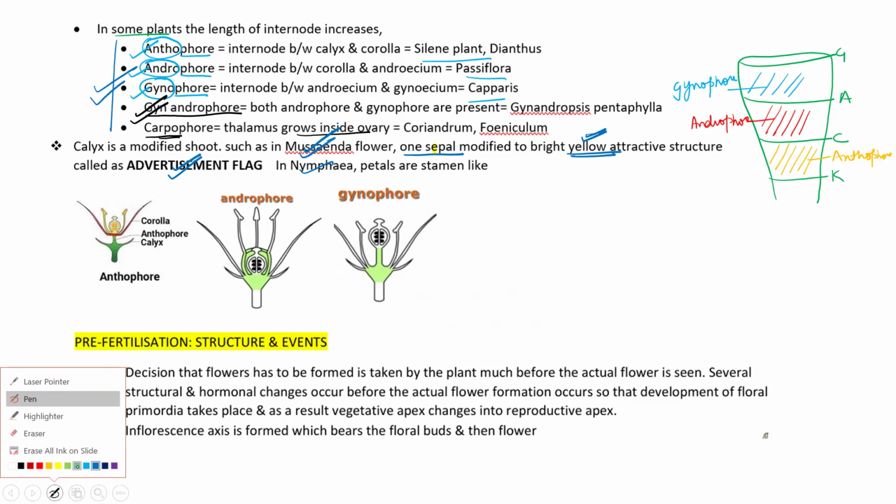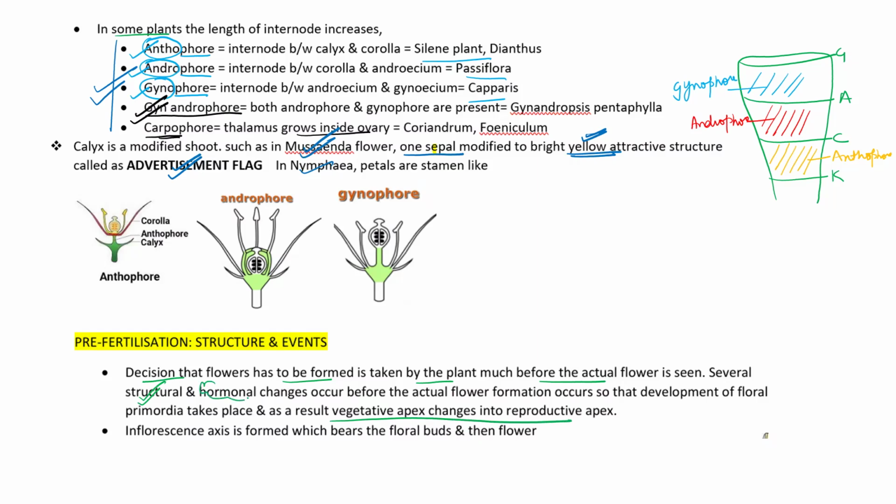Now see the next topic. Much before the flower which we see, the decision is taken by the plant already that the vegetative apex has to be changed into the reproductive apex. So the decision that a flower has to be made is taken by the plant much before the actual flower is seen. Many structural changes will occur in which the vegetative apex changes into the reproductive apex, and hormonal changes will be there because we know many hormones are responsible for the feminizing effect in the plant. These are the changes which occur before the flower can be seen.